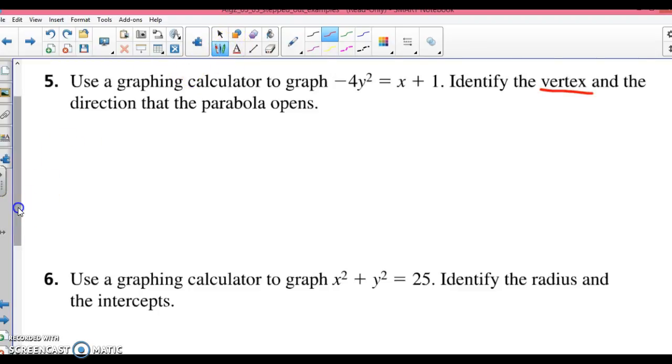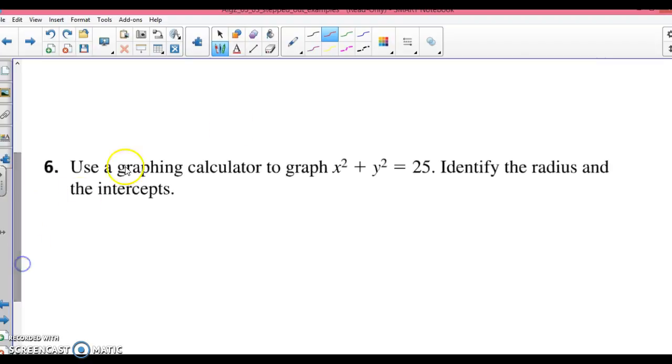For number 6, we're going to use a graphing calculator to graph this equation. Okay, so I know that this is a circle because I have an x squared and a y squared. If I just had the y squared, it would be a parabola. But since both of my variables are squared, I know that that is a circle. So I can go ahead and I can graph this, first by solving for y and coming up with points, or using my graphing calculator or Desmos. Then what I'm going to want you to identify for me is what the radius is of this circle.